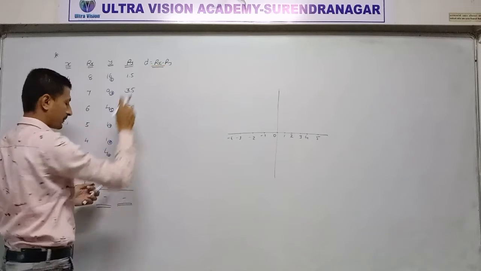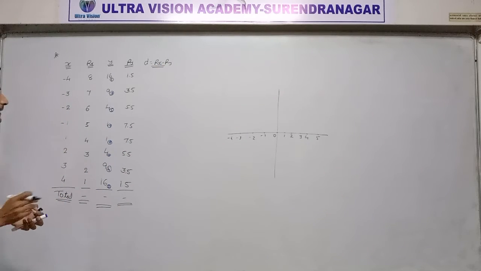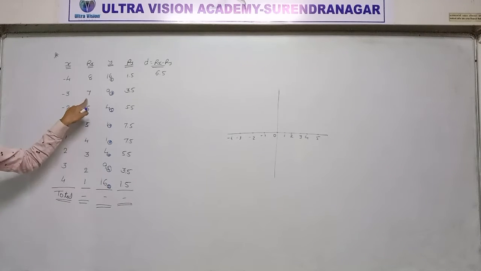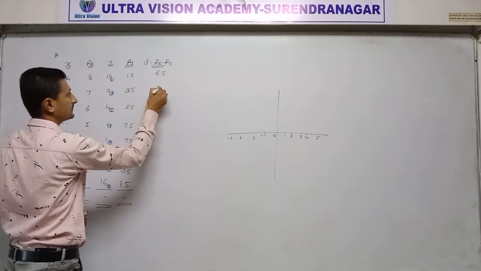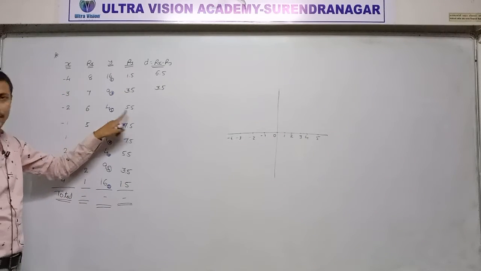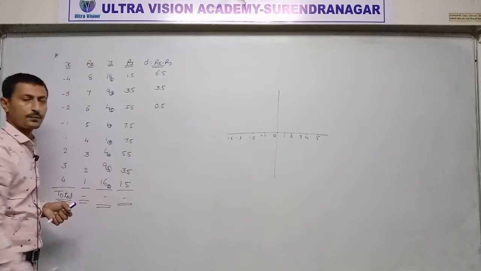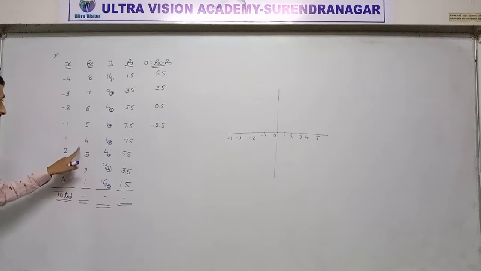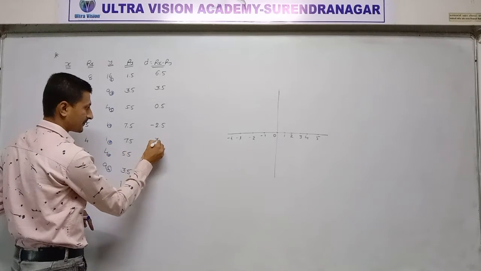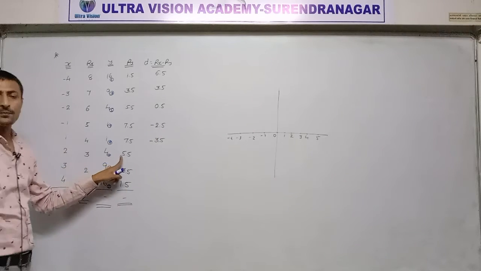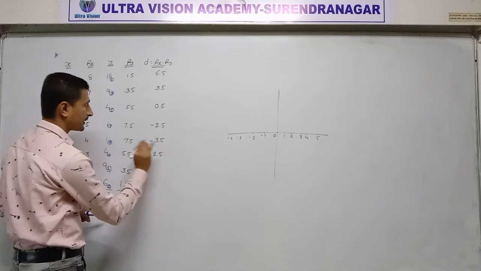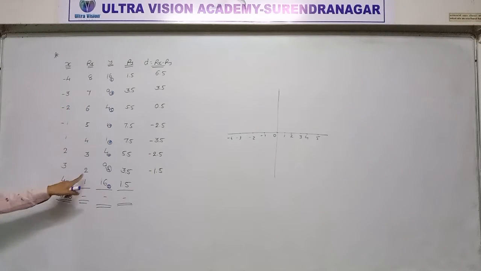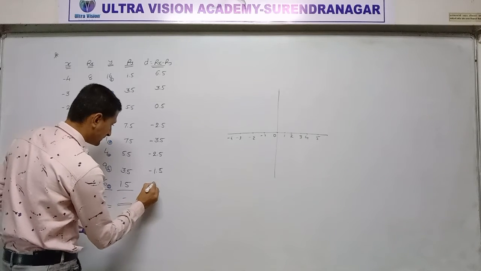Difference: rank of x minus rank of y, same procedure. 8 minus 1.5 is 6.5. 7 minus 3.5 is 3.5. 6 minus 5.5 is 0.5. 5 minus 7.5 is minus 2.5. 4 minus 7.5 is minus 3.5. 3 minus 5.5 is minus 2.5. 2 minus 3.5 is minus 1.5. 1 minus 1.5 is minus 0.5.